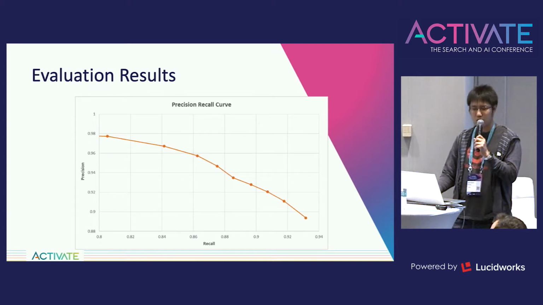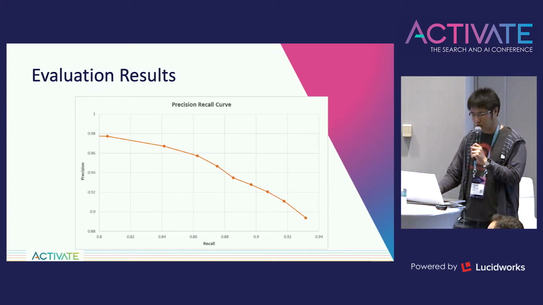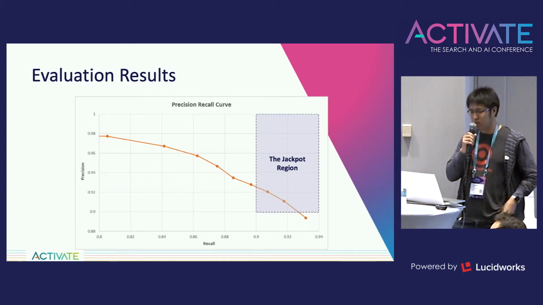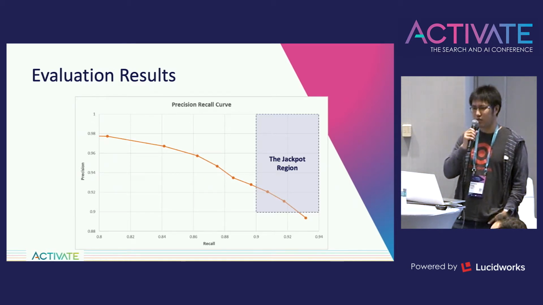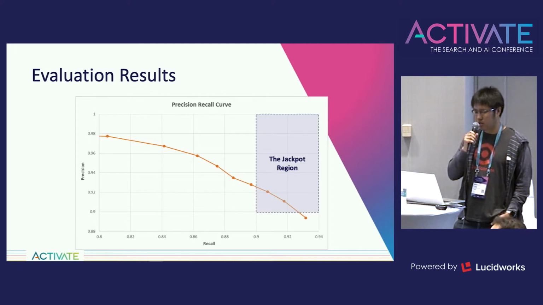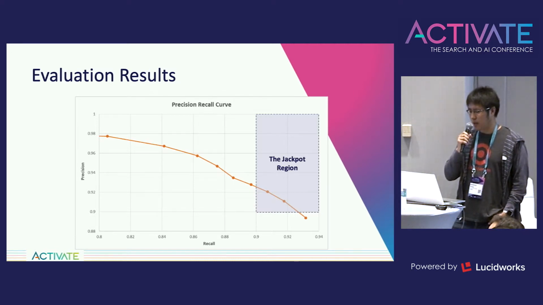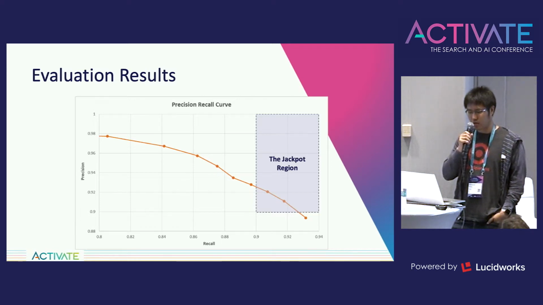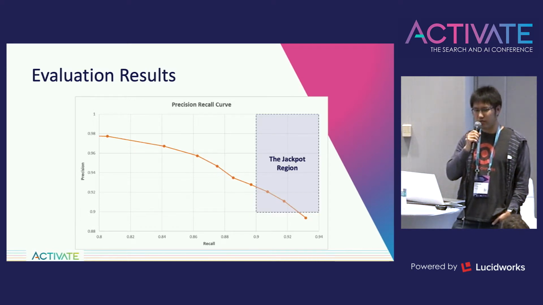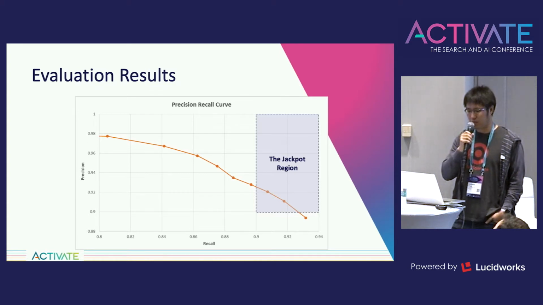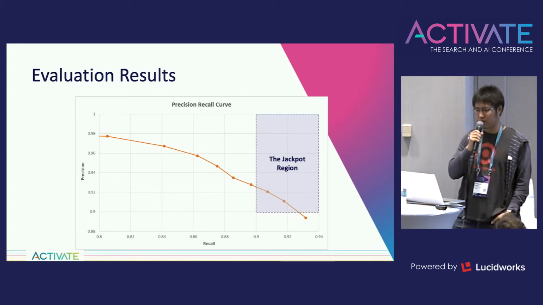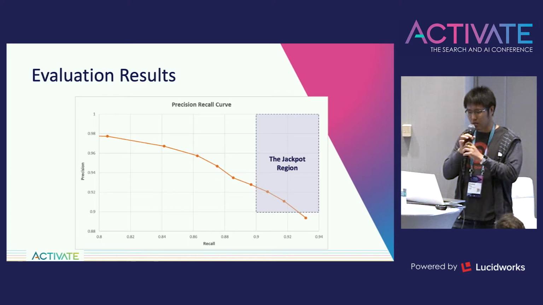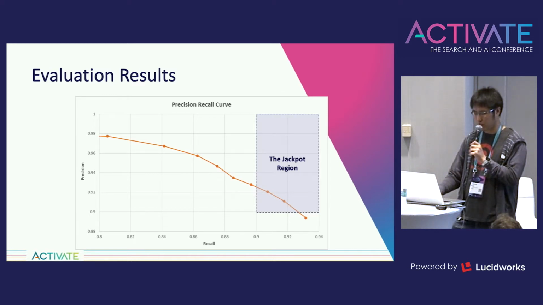This is the precision-recall curve. Just to point out, as many of you know, precision and recall have trade-offs with each other. So the higher the precision, the lower the recall. In this case, we were able to achieve high precision and high recall. We defined the jackpot region as above 90% precision and above 90% recall, and it took us a while to get to this jackpot.